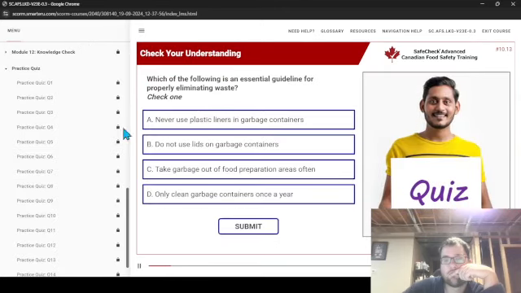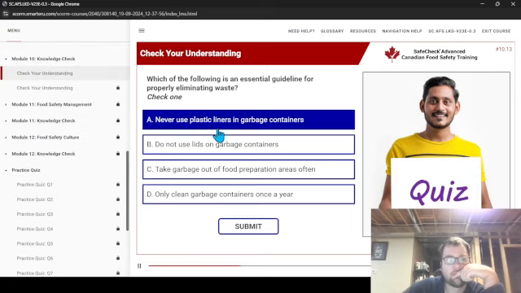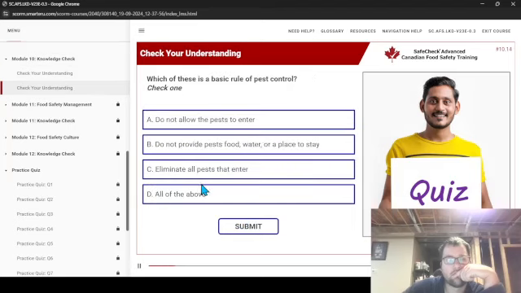Which of the following is an essential guideline for properly eliminating waste? Check 1. A. Never use plastic liners in garbage containers. Correct. Which of these is a basic rule of pest control?